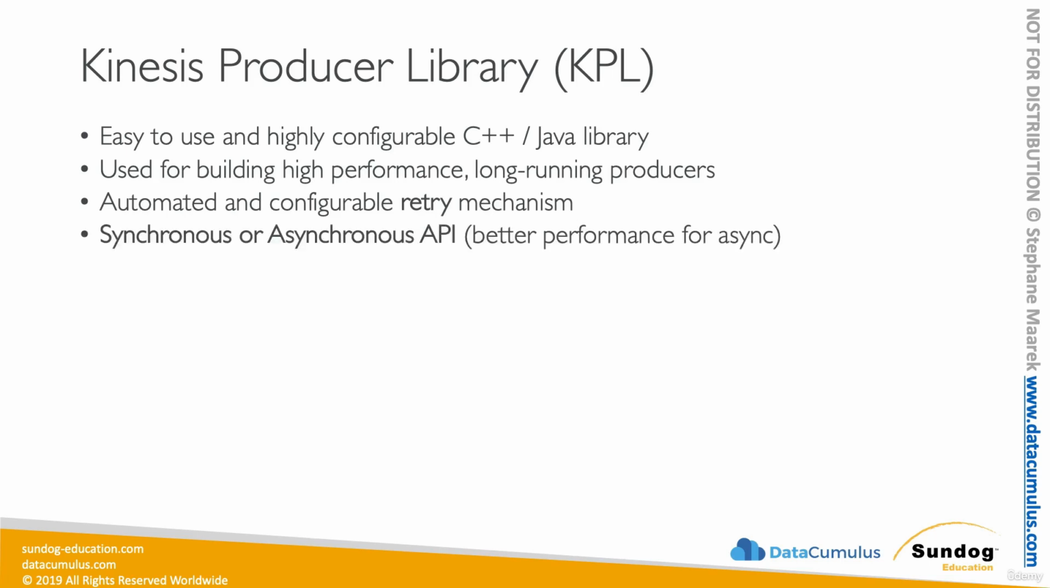Now, Kinesis Producer Library has two kinds of APIs. There's a synchronous API, which is the same as the SDK, or an asynchronous API, which will provide you better performance. But you need to deal with asynchronicity, obviously. So every time in the exam you see, okay, we need to send data asynchronously to Kinesis Data Streams, usually the Kinesis Producer Library, or KPL, will be the way to do it.